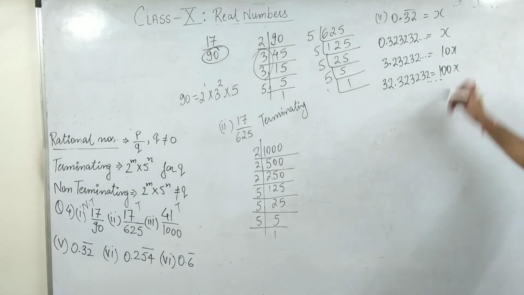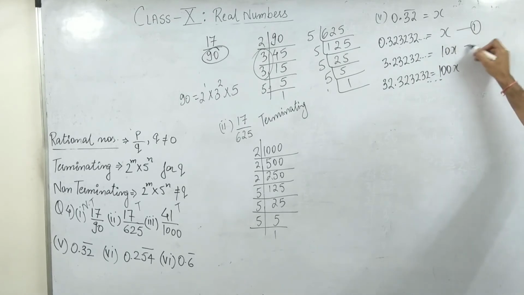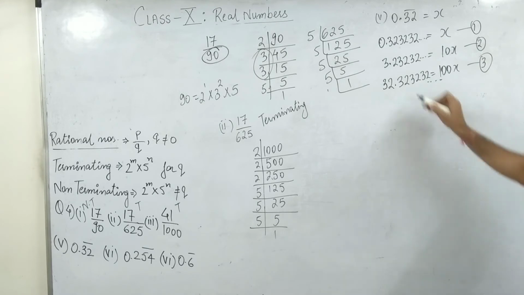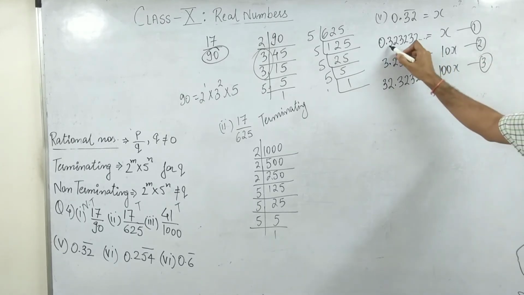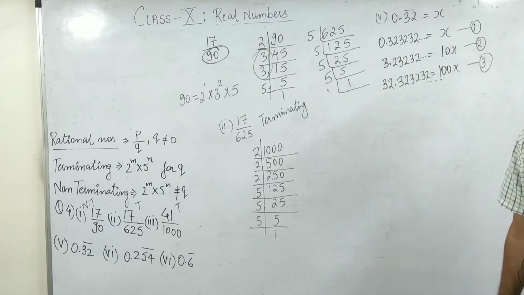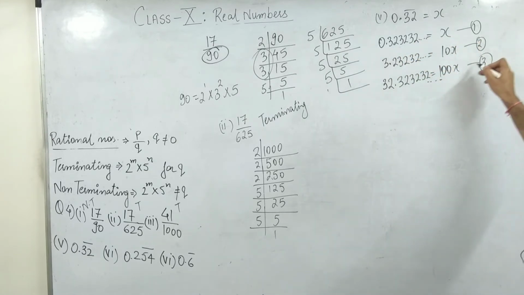ये मैं क्यों कर रहा हूँ? Because now see this. This is my equation number 1. This is my equation number 2, and this is my equation number 3. इसके डेसिमल के बाद में भी 32 32 32 डॉट डॉट. तो क्या करूंगा? That is this minus this.